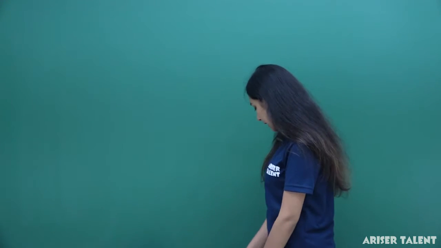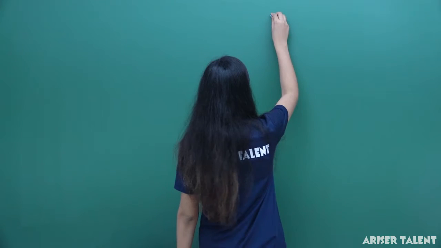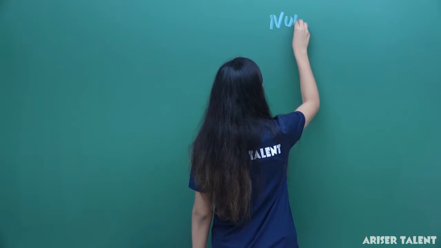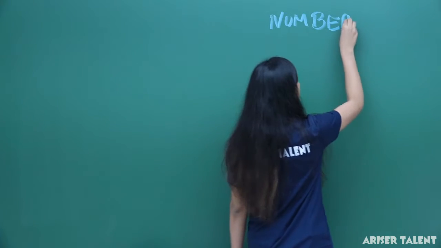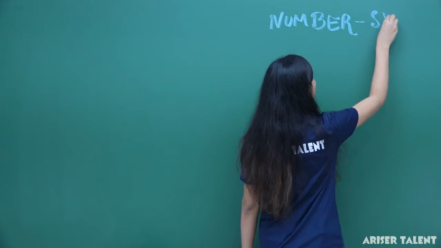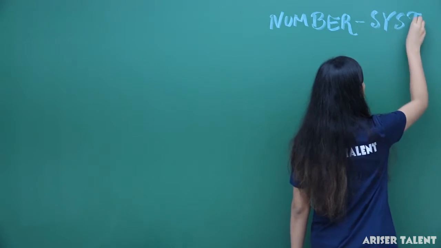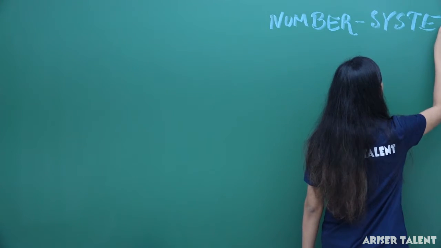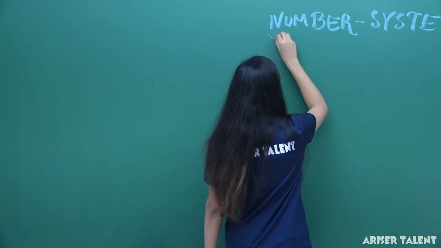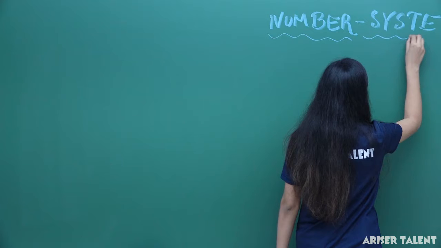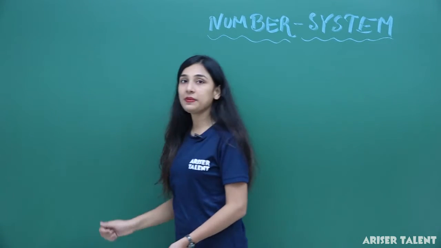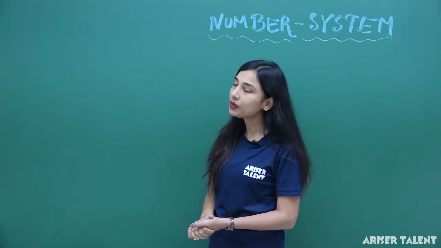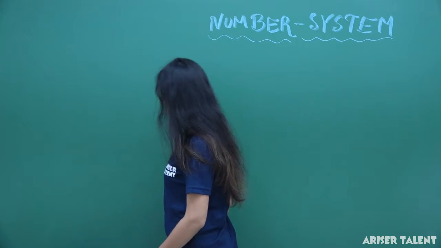We are studying the very first chapter of this 9th class, which is number system. So what were we talking about in number system, students? About the number line, right? And I've told you that in this lecture we are going to plot some specific numbers on a number line. Okay, so have a look at that.